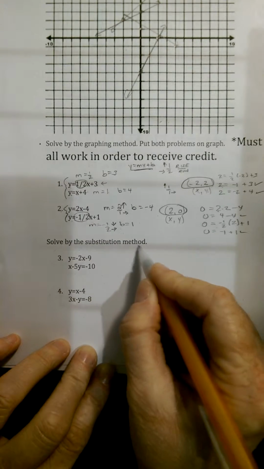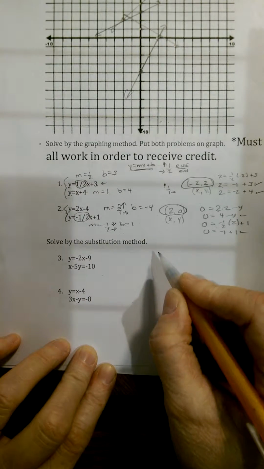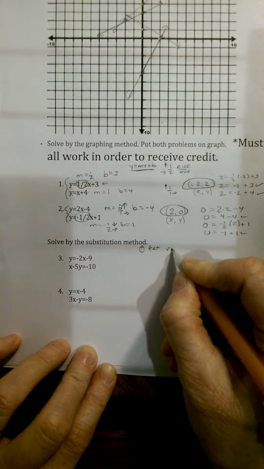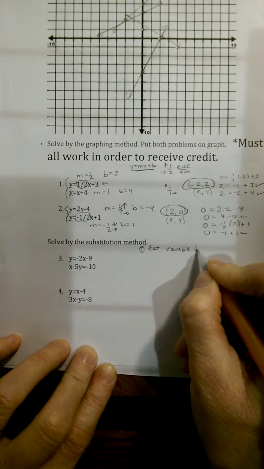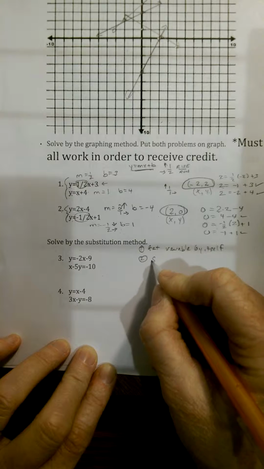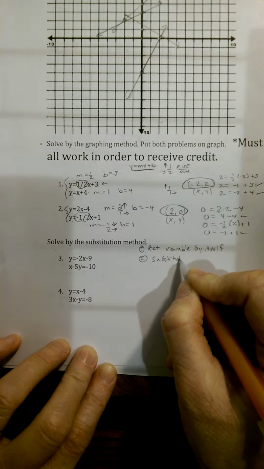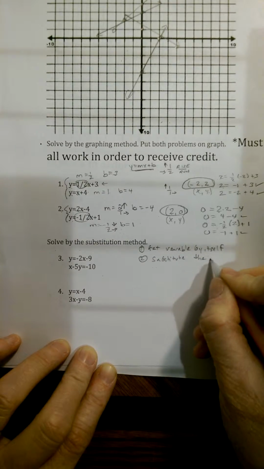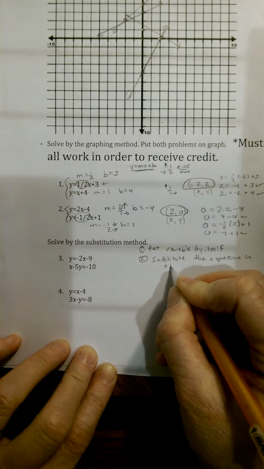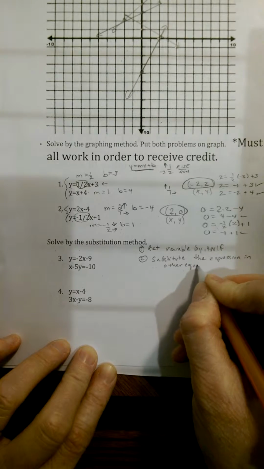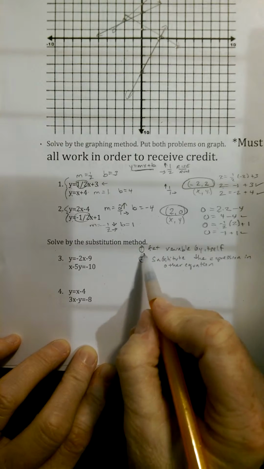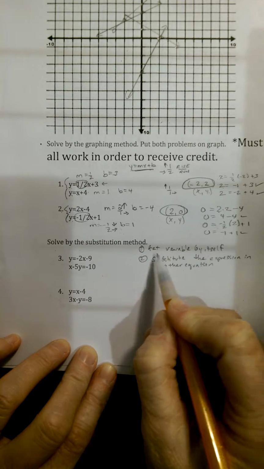This is solving by the substitution method. So remember, when you solve by the substitution method, you have to first get the variable by itself. And after you have a variable by itself, then you substitute the expression in the other equation. So those are the steps I'm going to do for all 3 substitution problems, 3 and 4 and 5 on the back. The first step is already done for me in number 3.